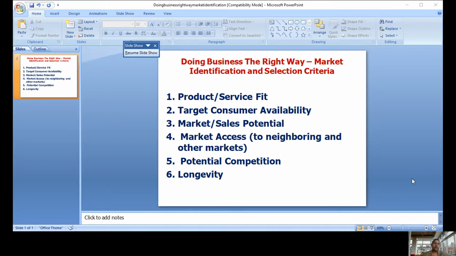The number two criterion is target consumer availability. Very crucial aspect. We don't normally measure the market by miles. You normally measure the market by the availability of target consumers, also the number of target consumers. So the more the merrier. It's very important.